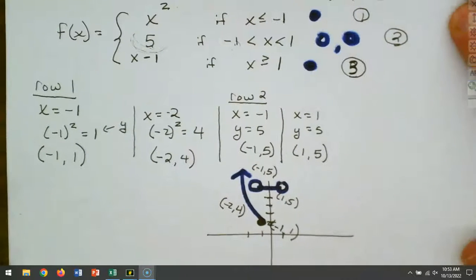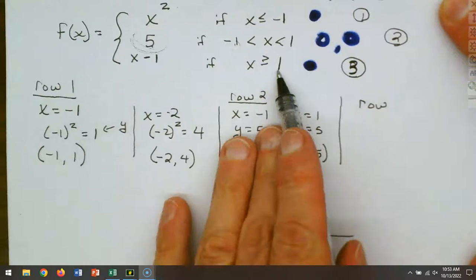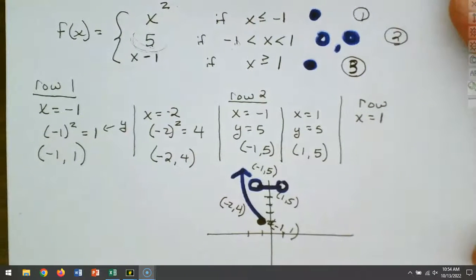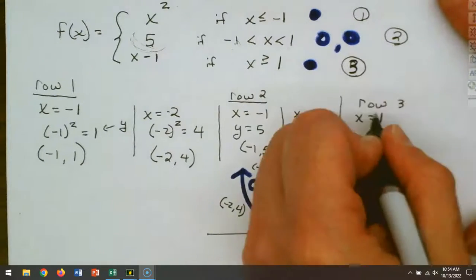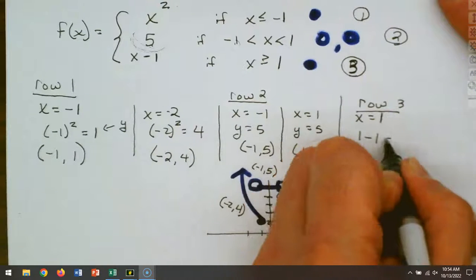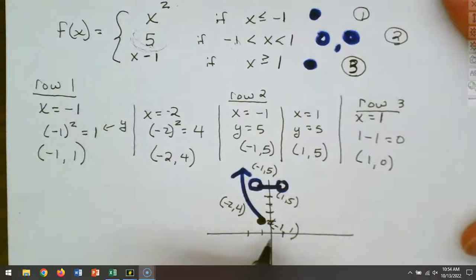And what about the last one? Let's look at row 3. All right, so row number 3, we're going to plug in x equals 1 again. Okay, we're almost finished. So let's try to finish this up quickly here. Okay, row 3. If I plug in 1 into row 3, what do I get out? Well, that's going to be 1 minus 1, which is then 0. So that's that point, 1, 0. So over 1, up 0. So that's right there. And it's going to get a closed circle.